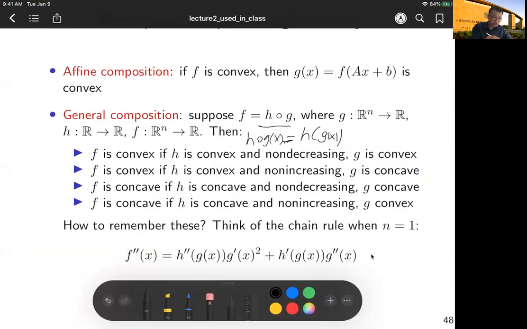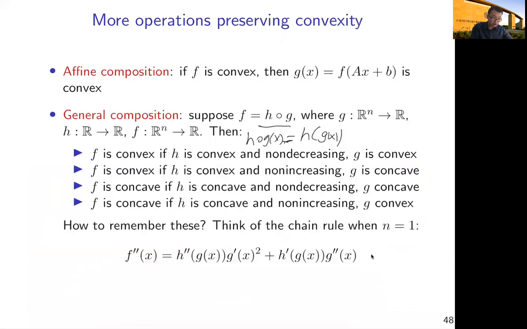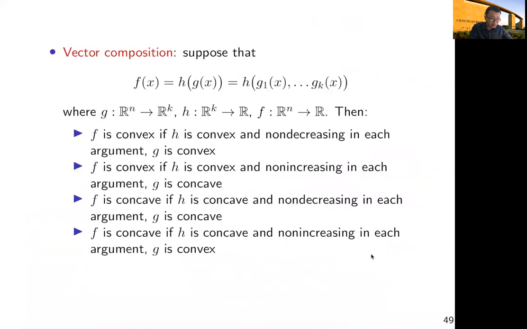Okay, so there's a generalization of this to multivariate functions that's slightly more complicated, so I won't go over it, but it is essentially the same rules that you can apply. Now the non-increasing and non-decreasing conditions are specific to every coordinate. So you need those to hold for every argument separately, because in this case G is a vector function. You are encouraged to check that these are true by the chain rule from calculus directly yourself.